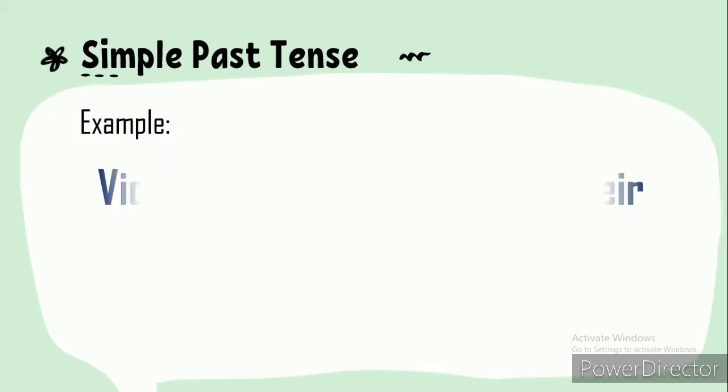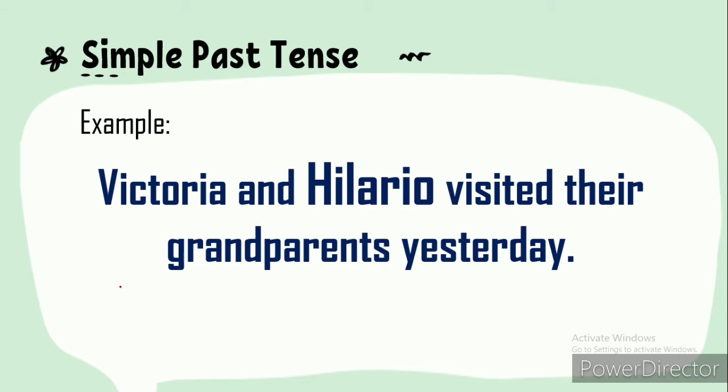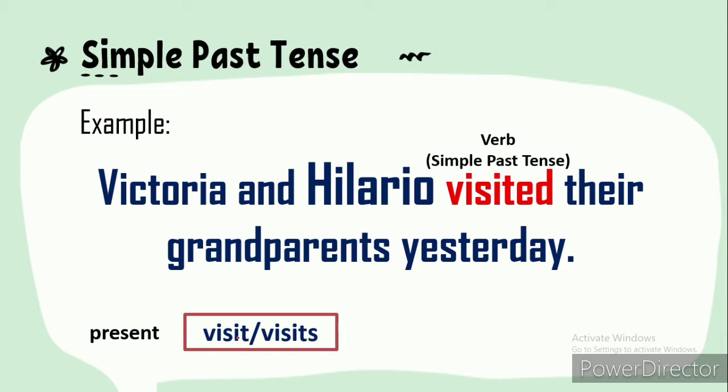Let us have an example. Victoria and Hilario visited their grandparents yesterday. The verb here is visited, and it is in simple past tense. The present tense or base form of the word visited is visit. But it should depend on the number of subject, whether it is singular or plural. If the subject is singular, we use visits. And if the subject is plural, we use the base form of the verb, which is visit. And the past tense is visited.